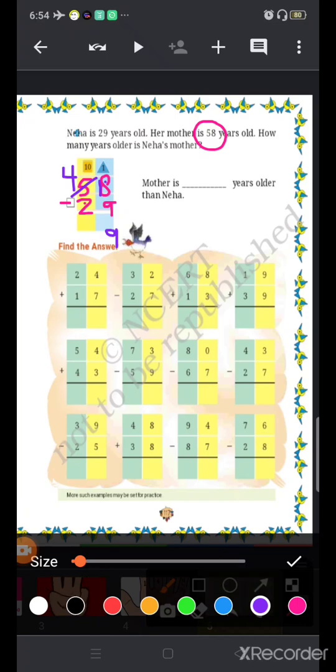Now we'll subtract the tens place. What numbers are given in the tens place? It is 4 and 2. So 4 minus 2 is equal to 2. So here we'll write 29. What is our answer? 29. So the mother is 29 years older than Neha. Here also we'll write 29.